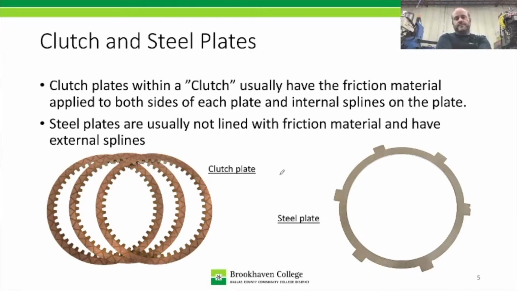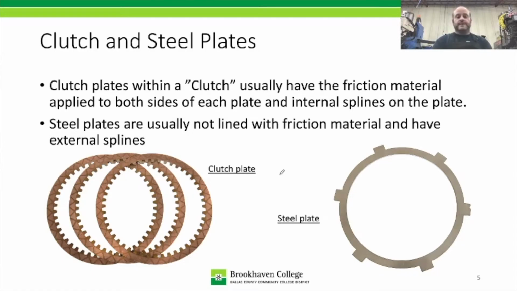All right, so the clutch and steel plates. Within the clutch, you usually have a friction material applied to both sides. Now that is not the case in every single transmission. Some clutch plates might be better described as internally splined plates, because they'll have clutch material on one side and steel on the other. But I'd say 95% of the time, clutches are going to have the friction material applied to both sides.